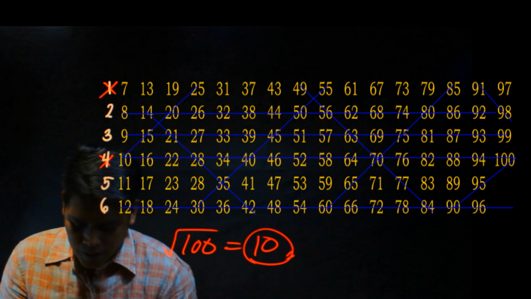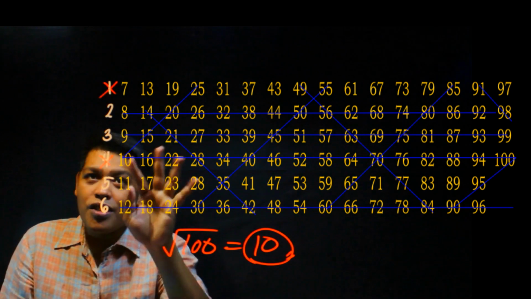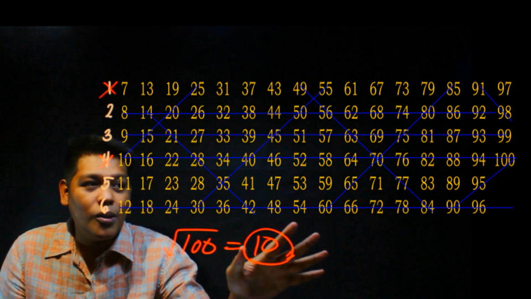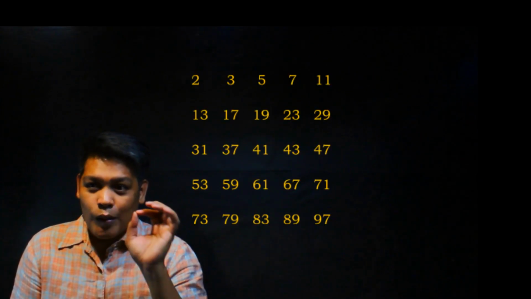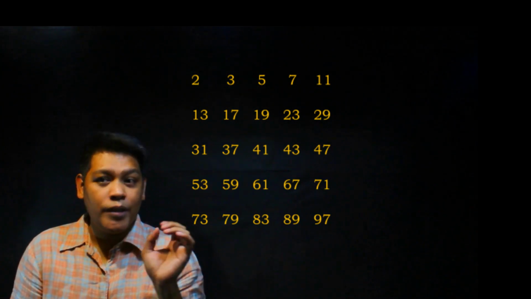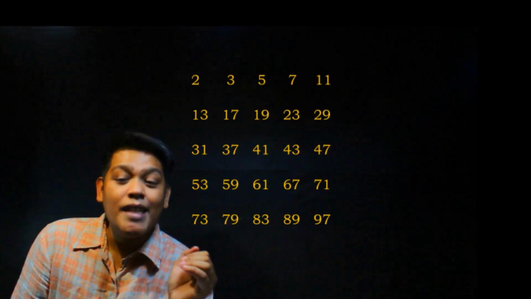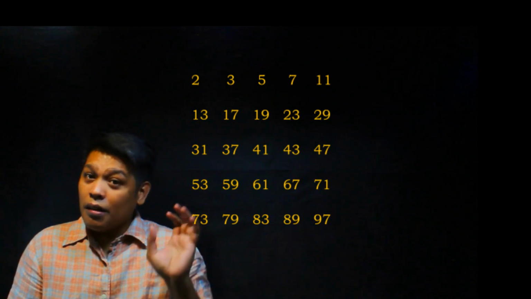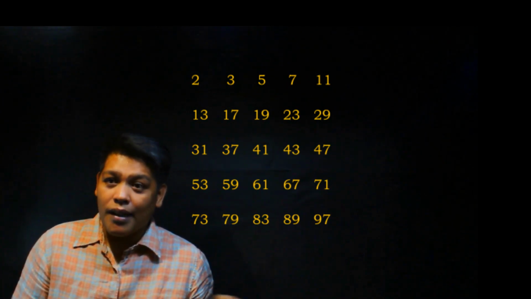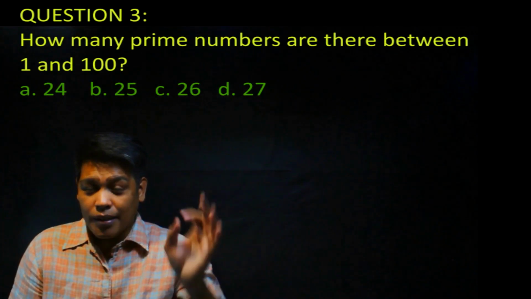Okay, so, ibig sabihin, ang mga hindi na na-touch, na-remain, yung mga remain dito, sila yung mga prime numbers. So, to sum it up, ang mga prime numbers are 2, 3, 5, 7, 11, 13, 17, 19, 23, 29, 31, 37, 41, 43, 47, 53, 59, 61, 67, 71, 73, 79, 83, 89 and 97. So these are the prime numbers between 1 and 100. So ilan lahat sila is 25 numbers. So ang sagot dyan sa question number 3 is letter B.